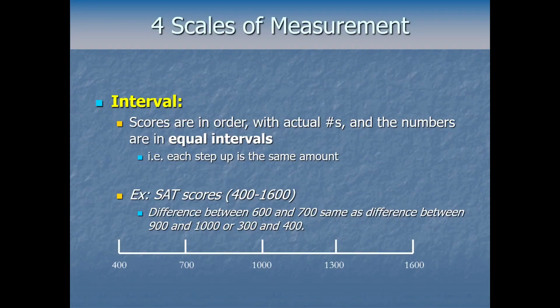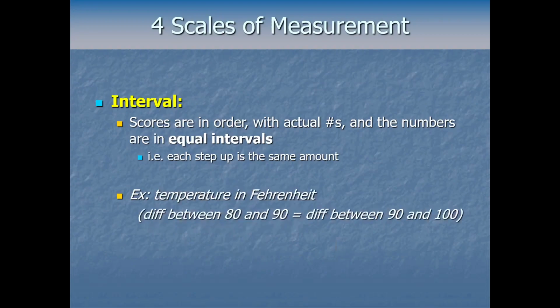Note that the way SAT scores are assigned, the difference between 600 and 700 is the same as the difference between 900 and 1000, or between 300 and 400. Basically, I guess there's no 400, but 300 to 400 on a given subset. So basically, for variables recorded on the interval scale, the steps are equal.